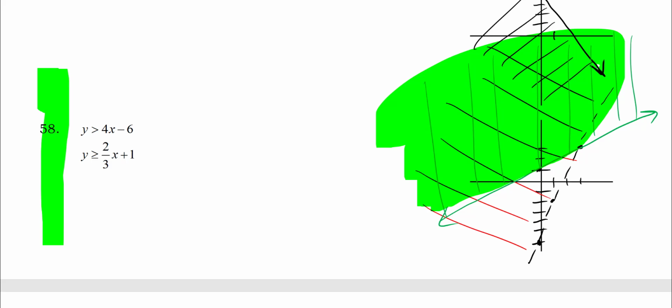Okay, cool. Oops. Sorry about that. A little extra line there.